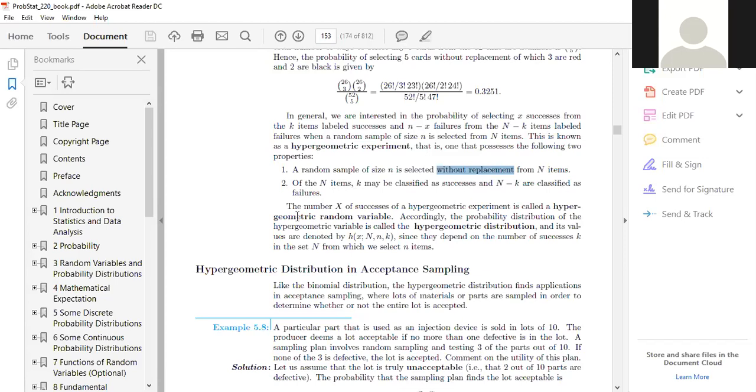So whatever x we are going to use now is nothing but the random variable, in terms of the hypergeometric random variable. Previously, we have used that one as the binomial random variable or Bernoulli random variable. So now it is the hypergeometric random variable. The probability distribution of the hypergeometric variable is called the hypergeometric distribution. Now, the hypergeometric distribution in acceptance sampling: acceptance sampling, where lots of materials or parts are sampled in order to determine whether or not the entire lot is accepted.